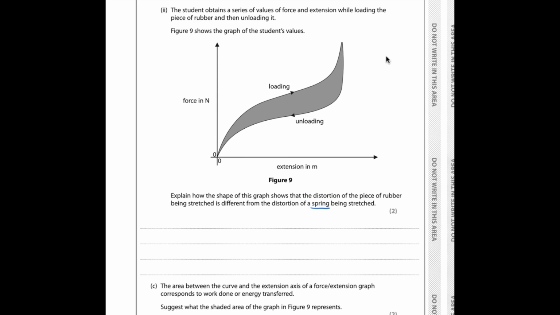Well, if you had a spring being stretched and you had force up the side and extension along the bottom, you just get a straight line, as long as you didn't exceed the elastic limit, of course. And then if you unloaded it, it would just come straight back down the same way it went up. So how do we write that? This is linear and that is non-linear. So I think that's a good way of describing it.